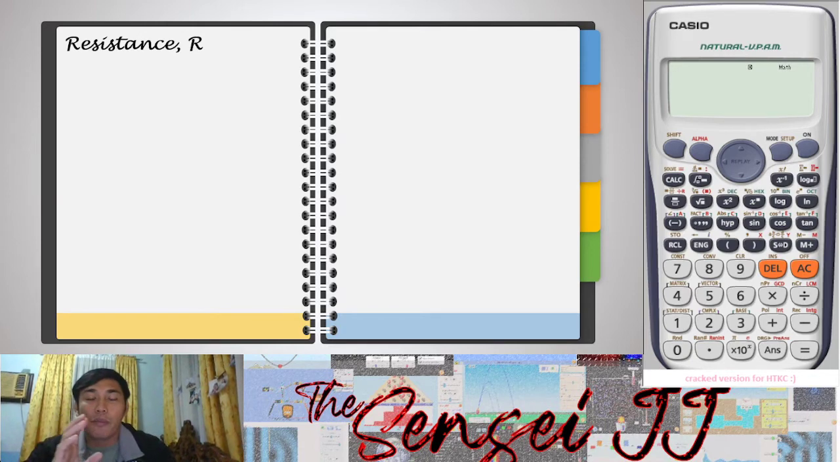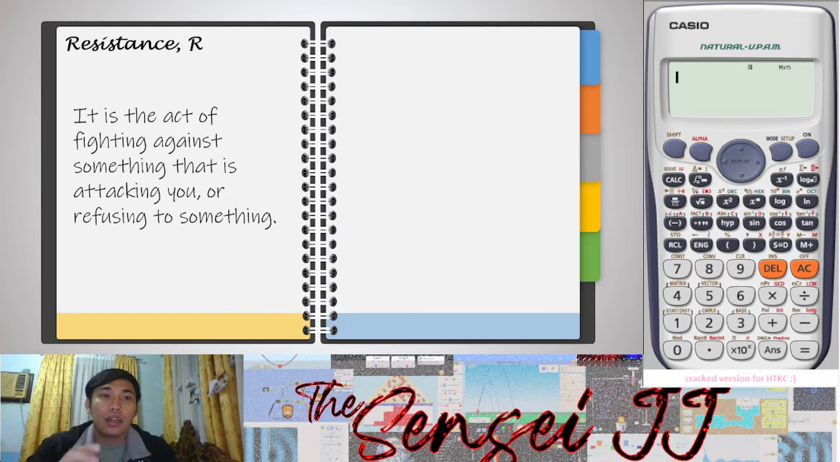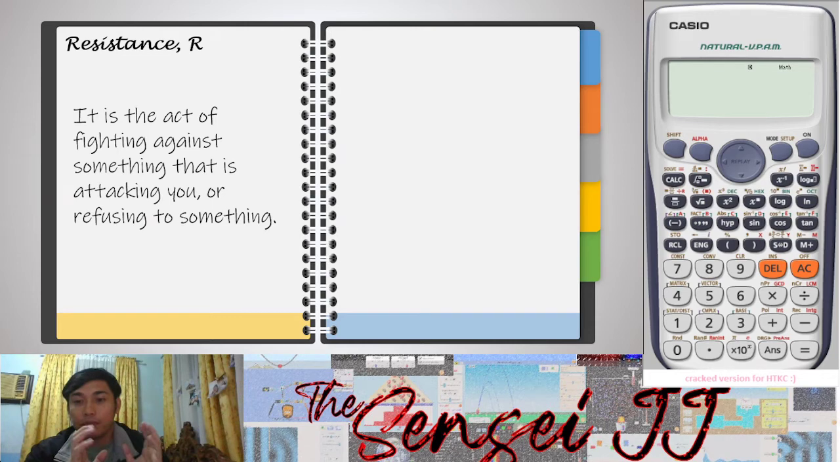Okay, so resistance, with the symbol R, is the act of fighting against something that is attacking you or refusing something. This is the definition from Merriam-Webster. But when it comes to electricity, resistance is something that prevents, slows down, or resists the electric current that is flowing in our circuit.